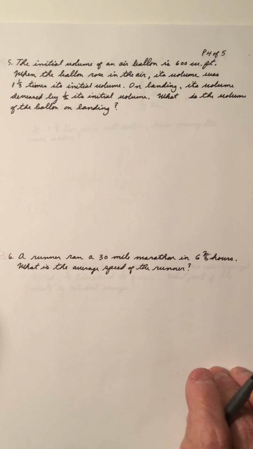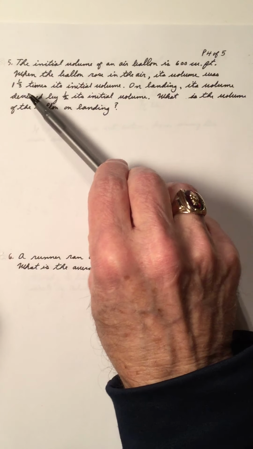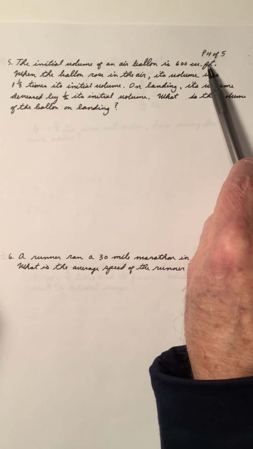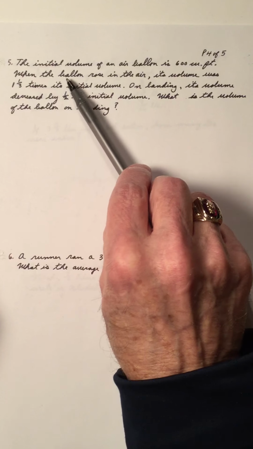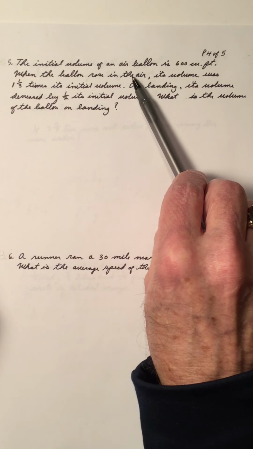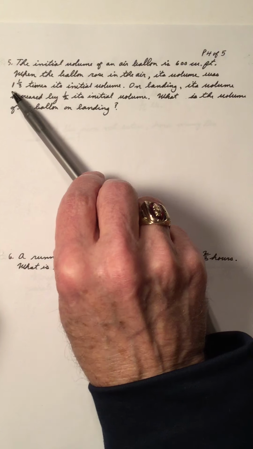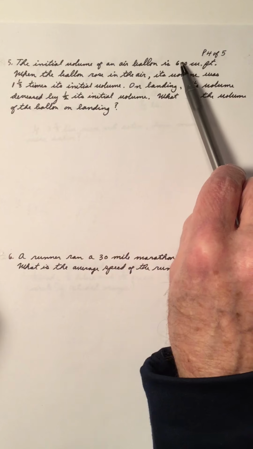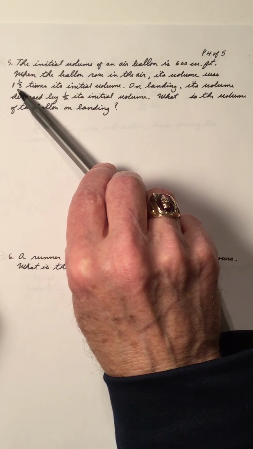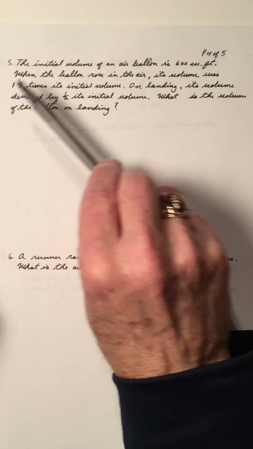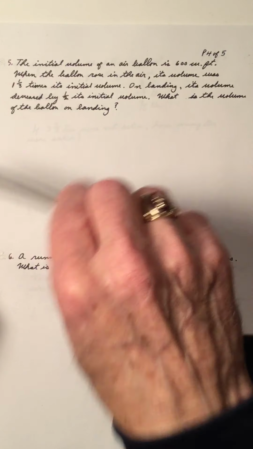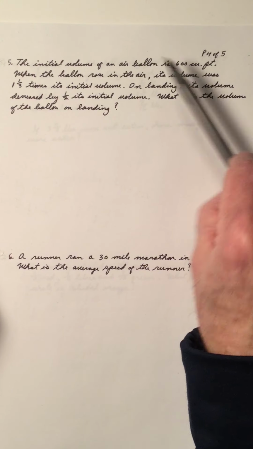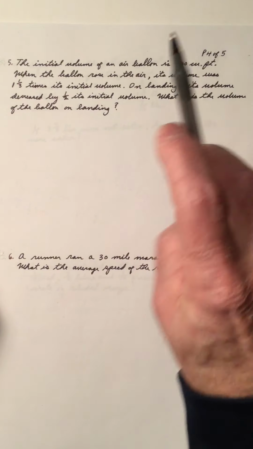Number 5, let's read the whole problem and see what's going on. The initial volume of an air balloon is 600 cubic feet. If the balloon rose in the air, the volume was 1.5 times its initial volume. Okay, that means it's larger. It's 600, 1 1/3 is more than this, so that's making it bigger, so we got to multiply. That's like saying if it was twice, it would be 600 times 2. So 1 1/3 is going to multiply by 600.